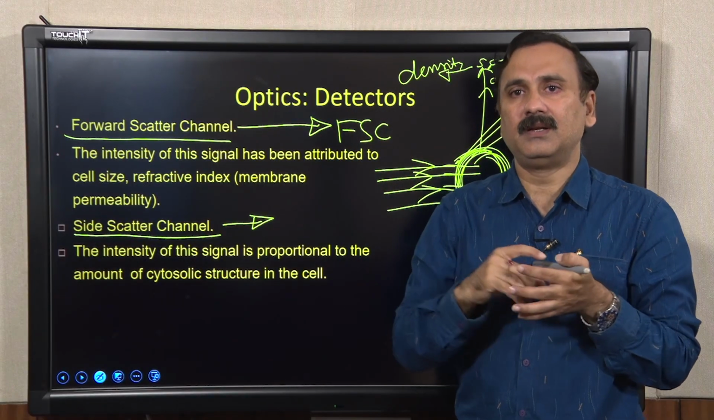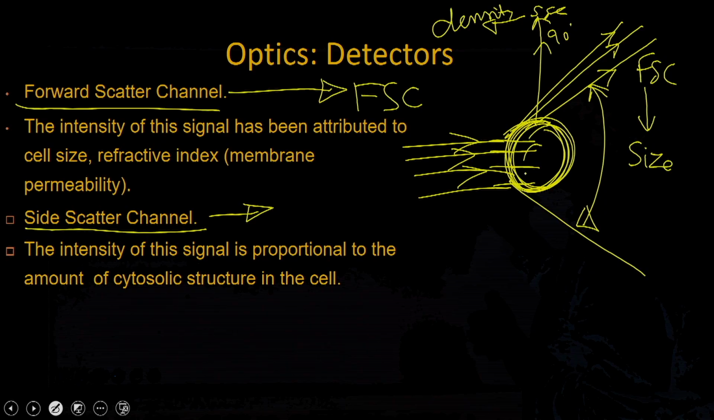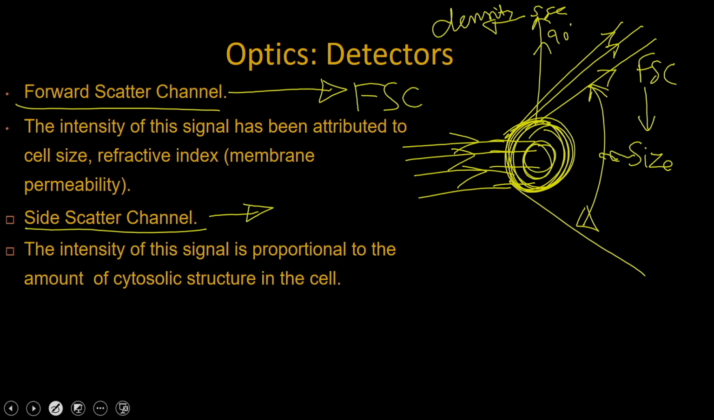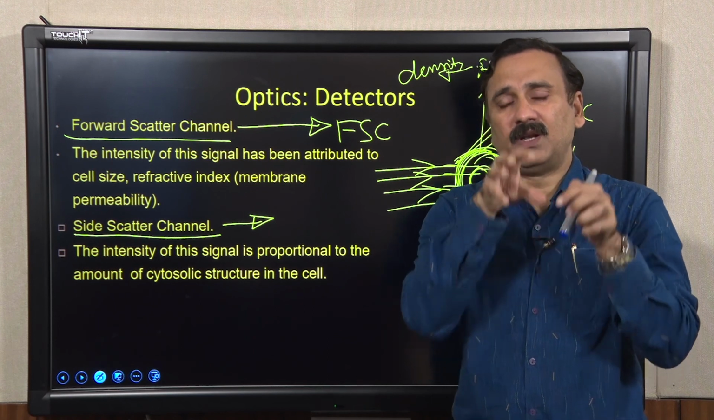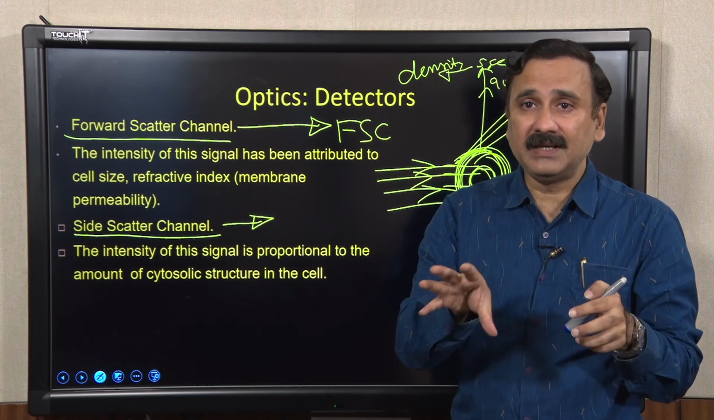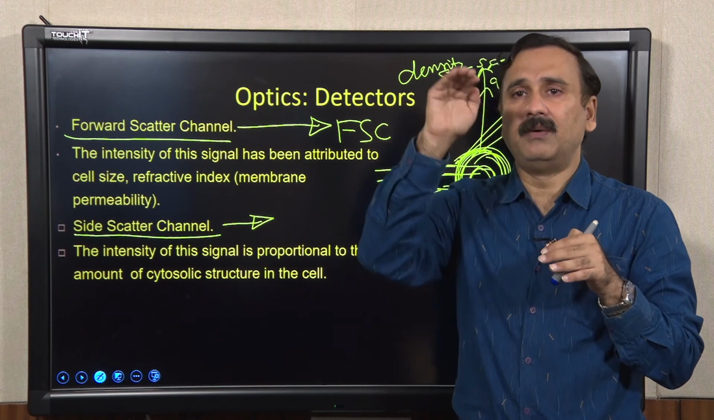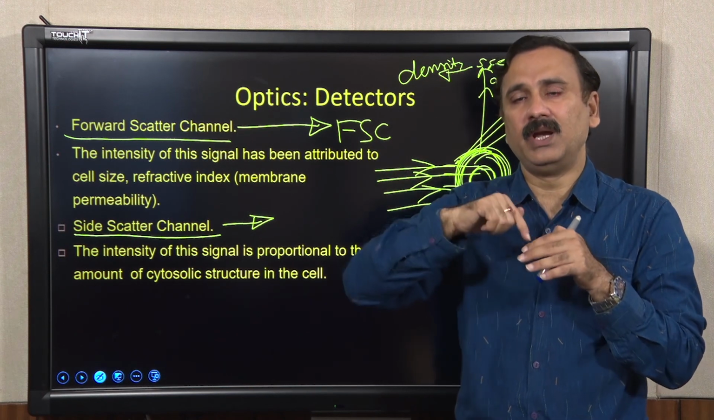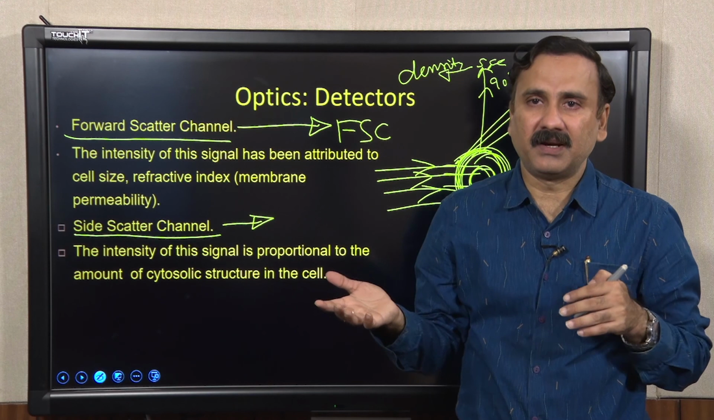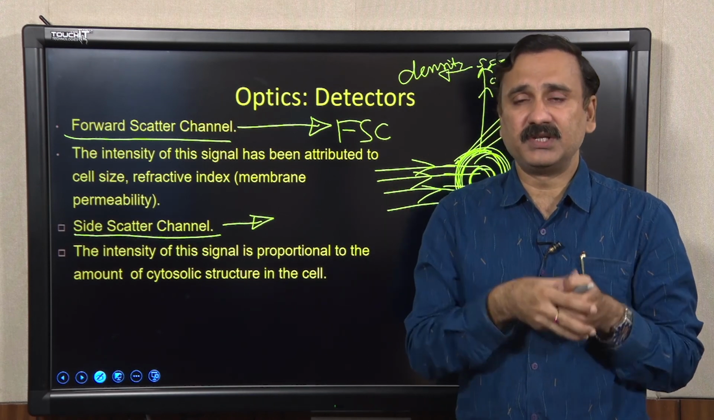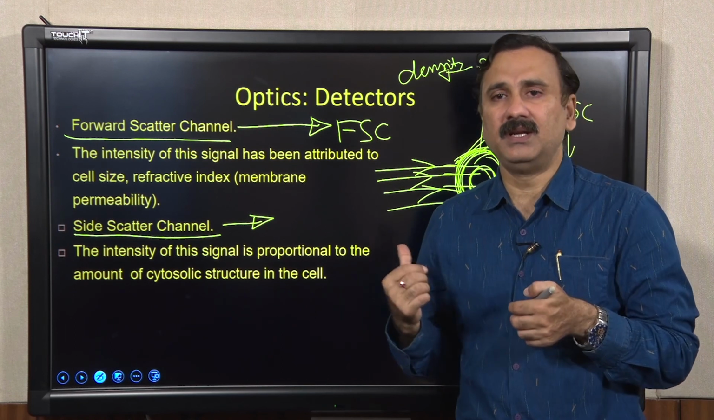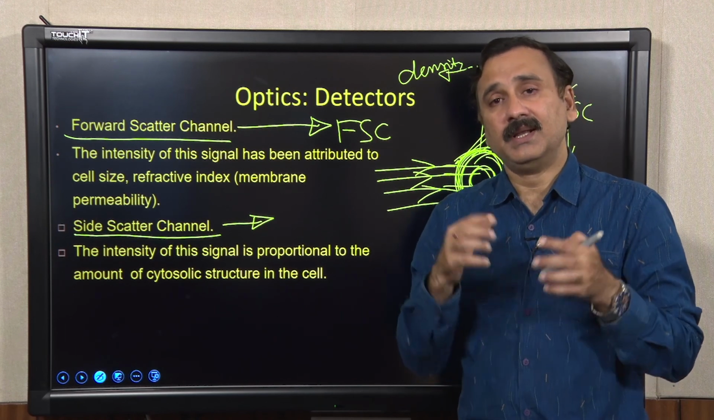If the material is less dense, then the scattering you see at 90 degrees is going to be less, whereas the scattering in the forward direction is going to be more. But if the material present inside the cell is very dense, then a large proportion of the laser beam is going to go into side scattering. That's how the side scattering gives you an idea about the density of the sample, whereas the forward scattering gives you an idea about the size of the bead.